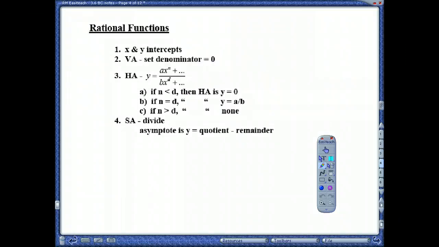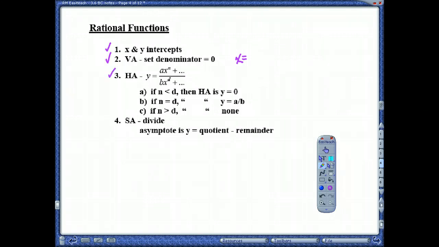To refresh our memory on rational functions, usually finding the x and y intercepts is not a big problem. X-intercept, set the numerator equal to 0 and solve. Y-intercept, put zeros in for all the x's, solve. Vertical asymptotes, you're going to look at the denominator and set that equal to 0 and solve. Remember, they are going to be in the form of x equals.